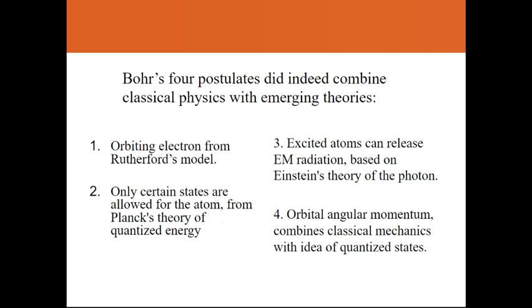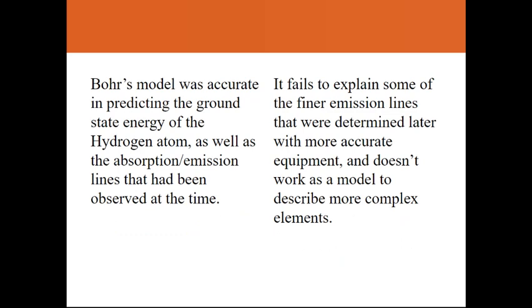And finally, the idea of having orbital angular momentum by virtue of electrons orbiting a proton is something that you can model with classical mechanics. But of course, the idea that this orbital angular momentum was quantized, you couldn't have any particular one. You had to have certain discrete momenta, certain discrete radii, is again following Planck's idea of quantization. So he did predict the ground state energy of hydrogen, and the absorption and emission lines that were seen at the time were also predicted by Bohr's model.